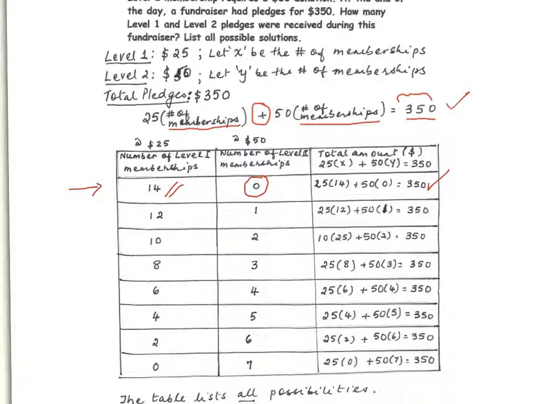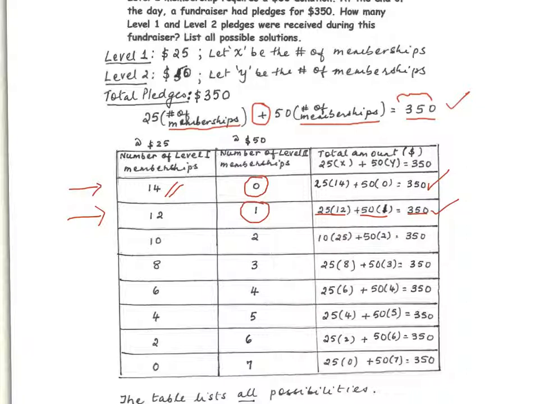Now, the next possibility is in the second row. So now we have 12 level 1 memberships. So that's 12 times 25. Now, to make up a total sum of 350, we can only have one level 2 membership. So 25 times 12 plus 50 times 1 equals 350, and that's our next possibility.